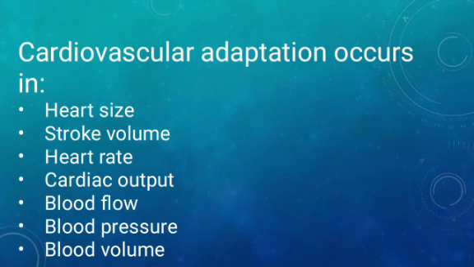Now, multiple cardiovascular adaptations occur in response to exercise training, including changes in the following: heart size, stroke volume, heart rate, cardiac output, blood flow, blood pressure, and blood volume. To understand the adaptations in these variables, it is important to review how these components relate to oxygen transport.